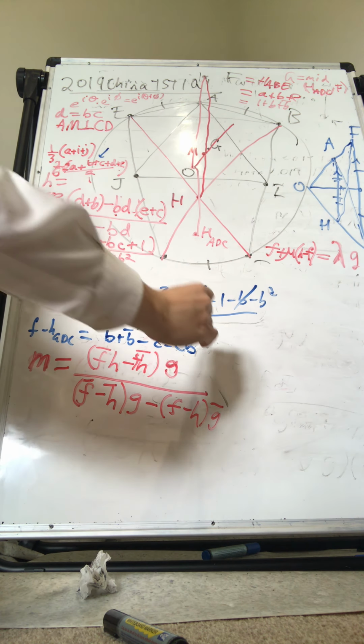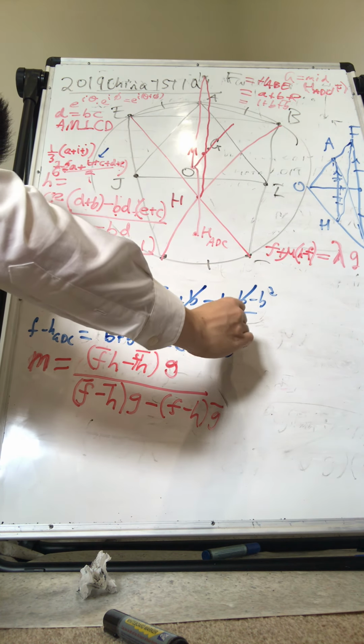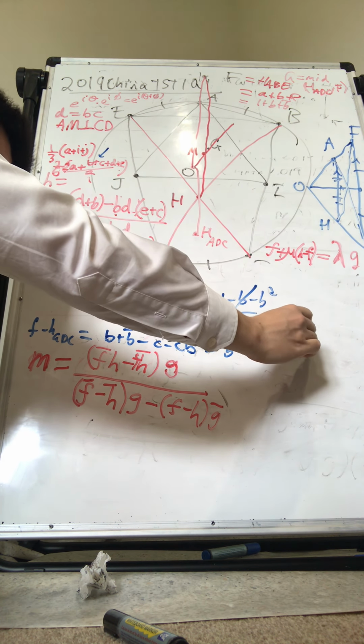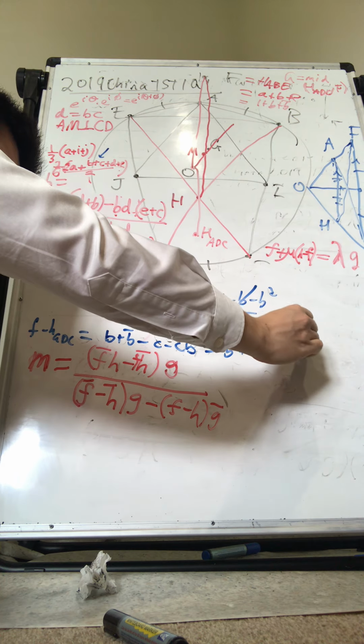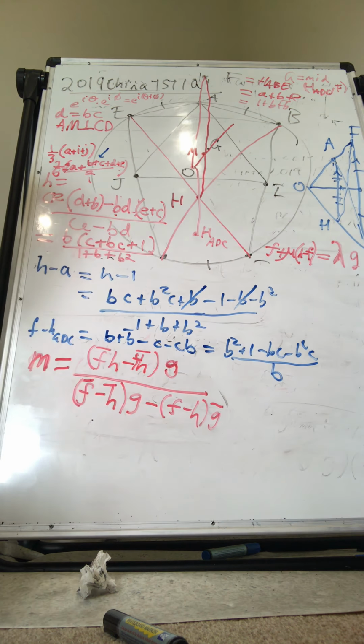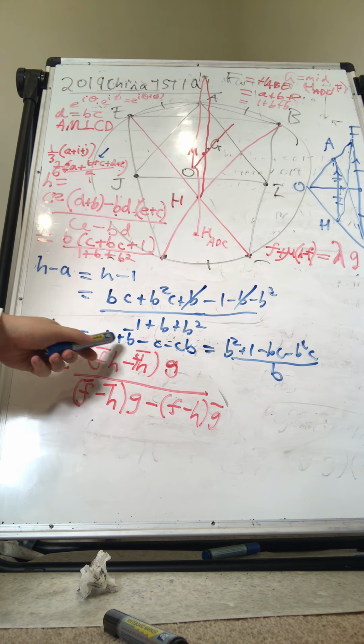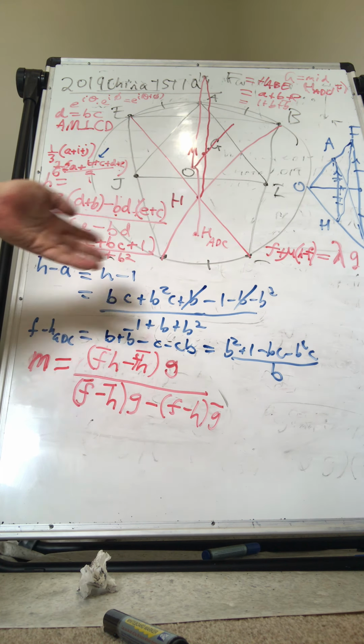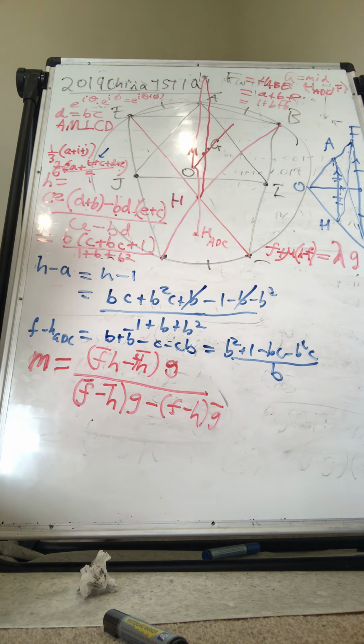Alright, so this is b squared plus 1, right? Minus bc minus b squared c over b, yeah? So just treating b bar as 1 over b, and then putting everything over b. Why does this look a bit familiar? Because it's the same as the top. So look at the top.